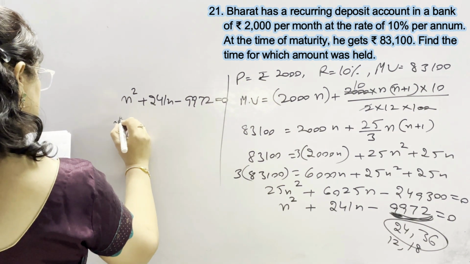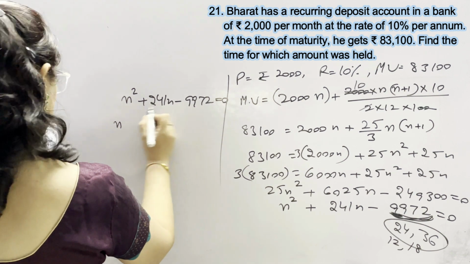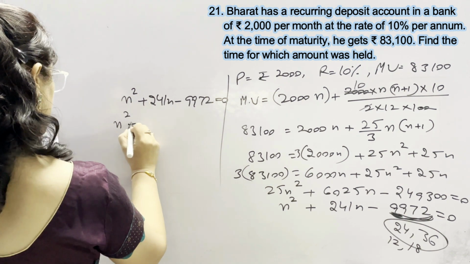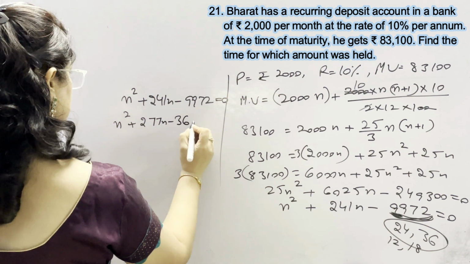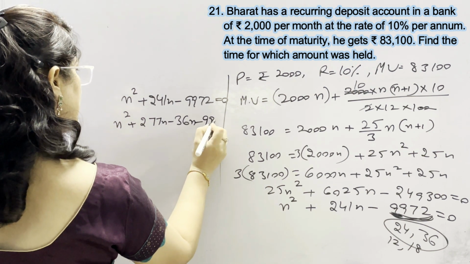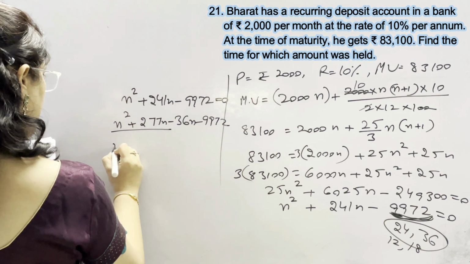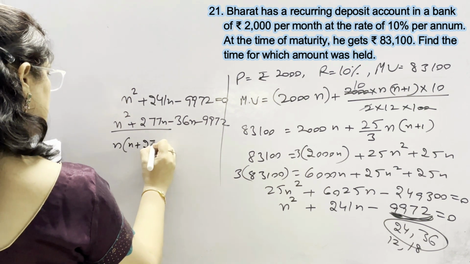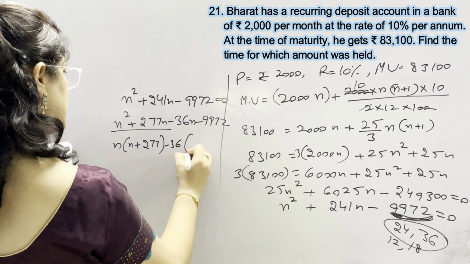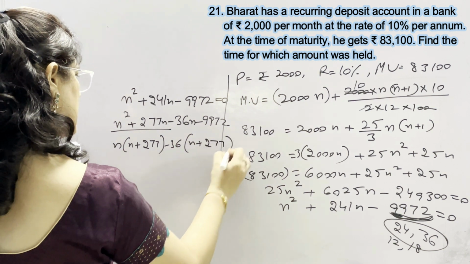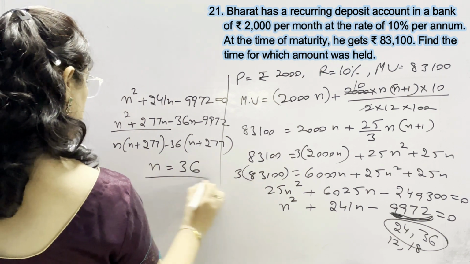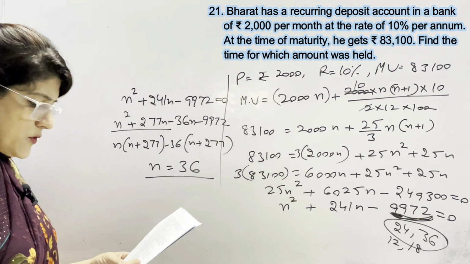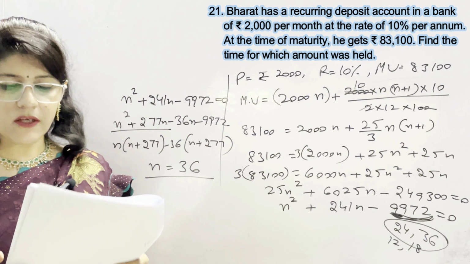Now making its factors and splitting its middle term, so n square plus 277n minus 36n minus 9972. n common, n plus 277, minus 36 common, n plus 277. Ignoring the negative value, we can take n is equal to 36 here. So time is 36 months.